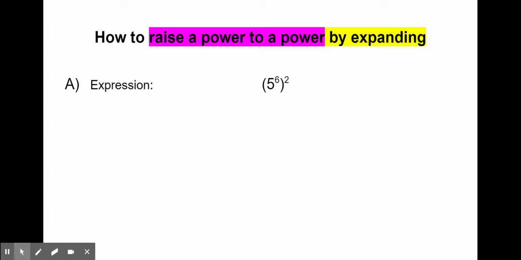If we were to write this out, expanding it, let's think about this as if we only had 5 in there, not 5 to the 6th power. If we only had 5 within those parentheses, and we were raising it to the 2nd power, we'd have 5 times 5. In this case, because we have 5 to the 6th power, we're just going to rewrite this as 5 to the 6th power times 5 to the 6th power again.